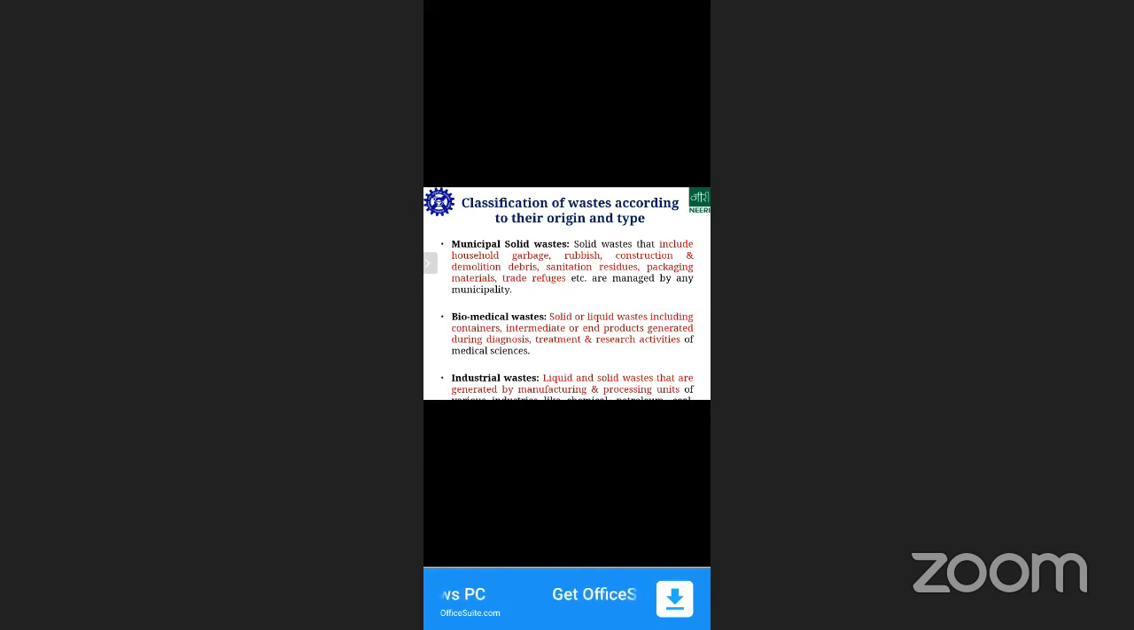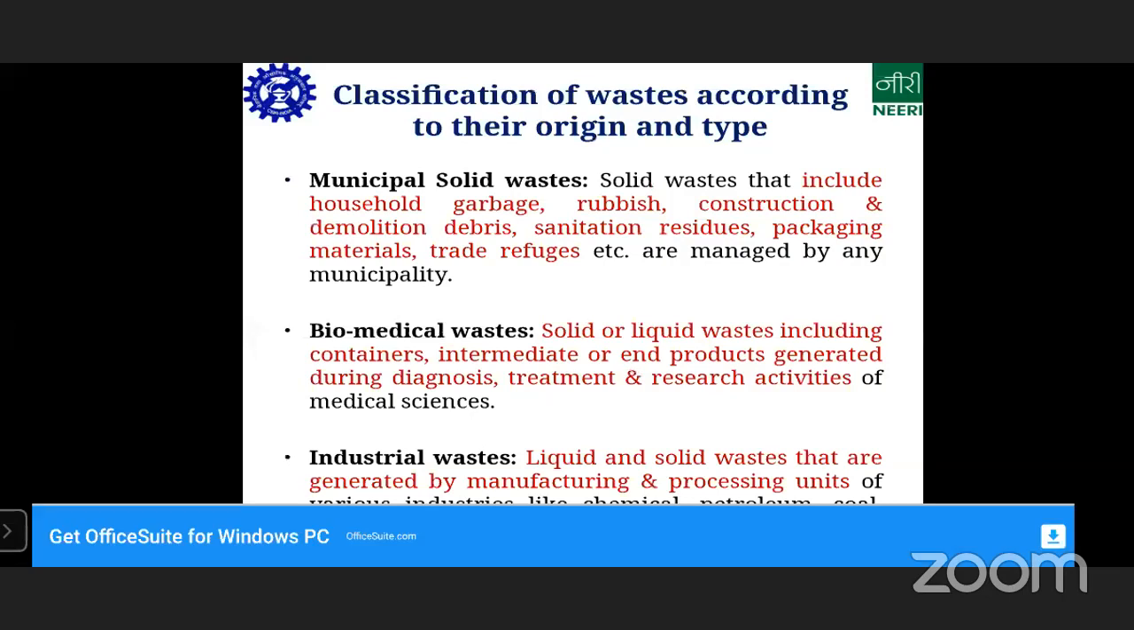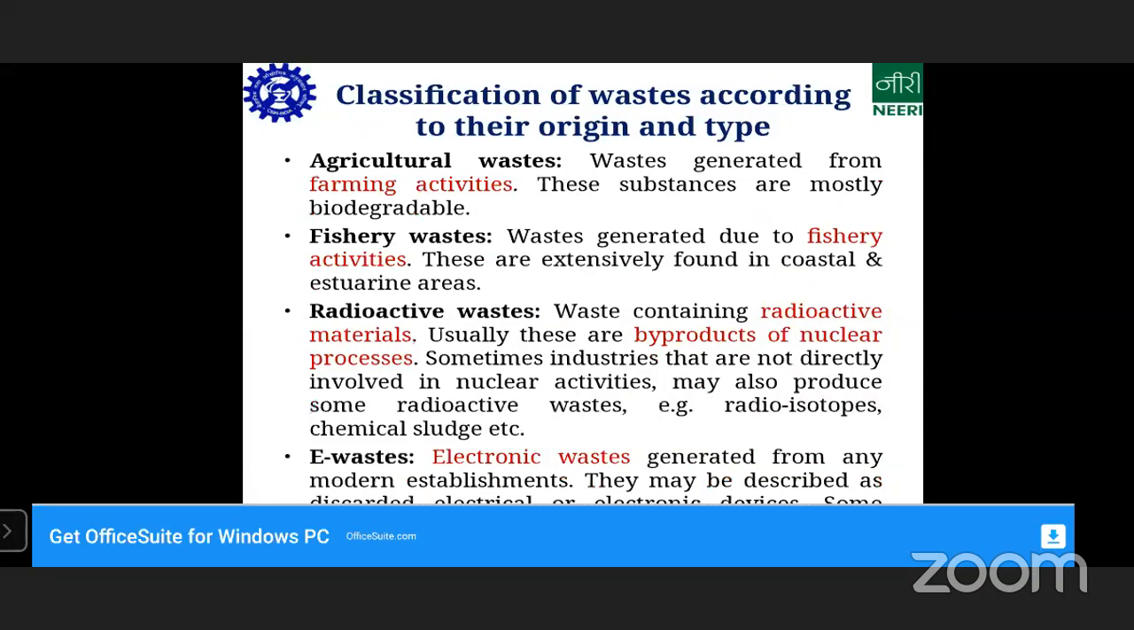Then we have biomedical waste, the solid or liquid waste generated from hospitals, treatment and research activities, labs, etc. Then you have industrial waste, which is solid and liquid waste generated mainly from manufacturing and processing units in the industries. Then you have agricultural waste, which comprises mostly waste from farming and other agricultural activities. Then you have fishery waste, which is mostly fish remains, scales and whatever they clean off.